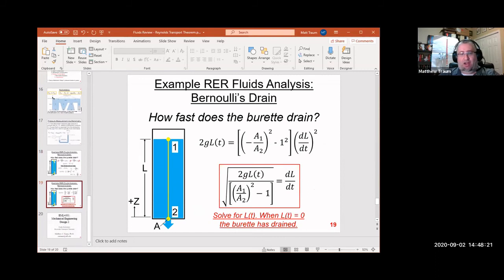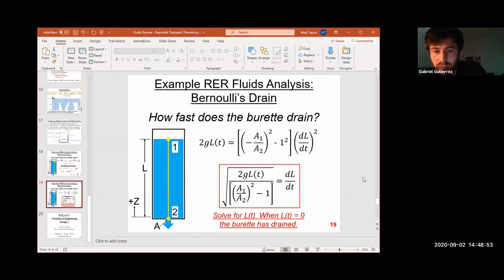And I can now solve this for dL/dt, and it's a differential equation that has L as a function of time on one side and dL/dt on the other side. So I'll leave it up to you guys to solve this and figure out what L as a function of time is. But once you get L as a function of time, then all you have to do is determine for when L equals 0, how much time has elapsed. And that's the amount of time that it took to drain the burette. So, questions about that derivation?